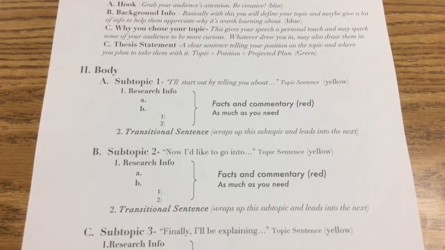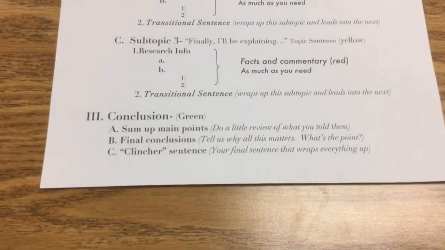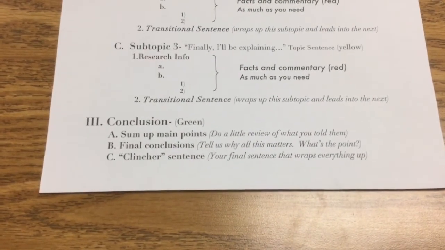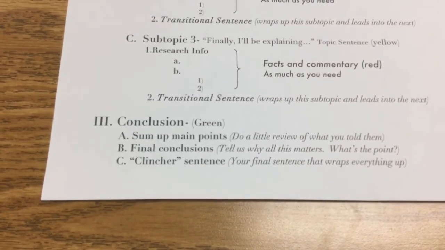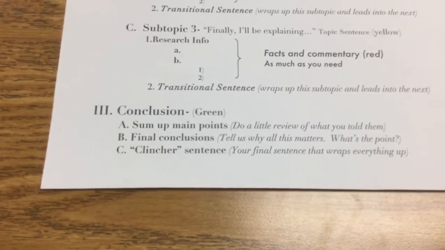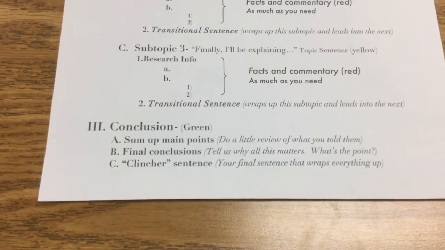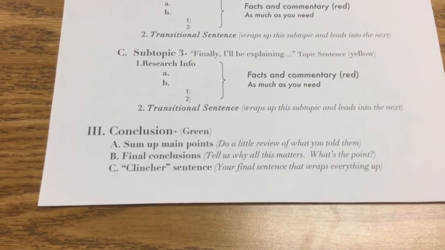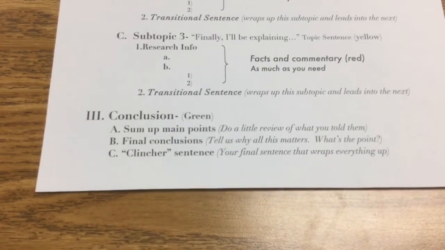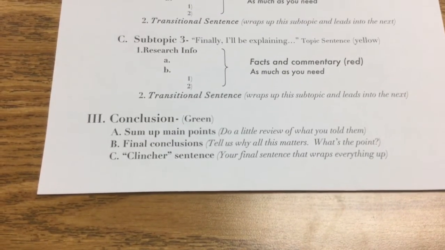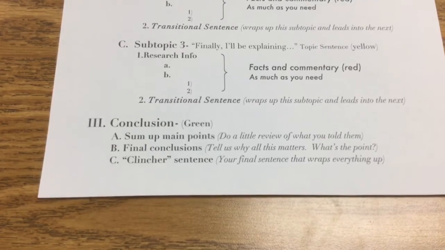Each one will be a little bit different. And then your conclusion for your 8th grade presentation is going to have 3 parts. You're going to sum up your main points, kind of tell us what you just told us. You're going to draw some final conclusions, which is where you say what the point of all this is and why it's interesting to learn about, and you're going to show your passion about your subject in this part. And then finally you're going to end with a powerful sentence we call a clincher sentence.